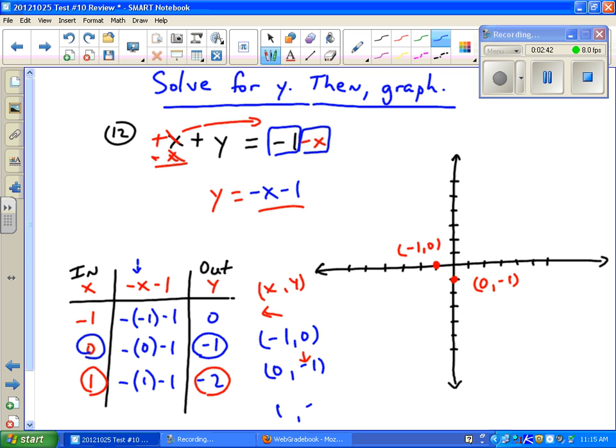And then your third point, when we grab these numbers again, 1, -2, that's your third ordered pair. 1, -2 tells you to go to the right one time and down 2 times. So to the right once and down 2 times for your third point, 1, -2. Now that you have 3 points, connect them all with a straight line, straight as you can, and that'll create your equation.